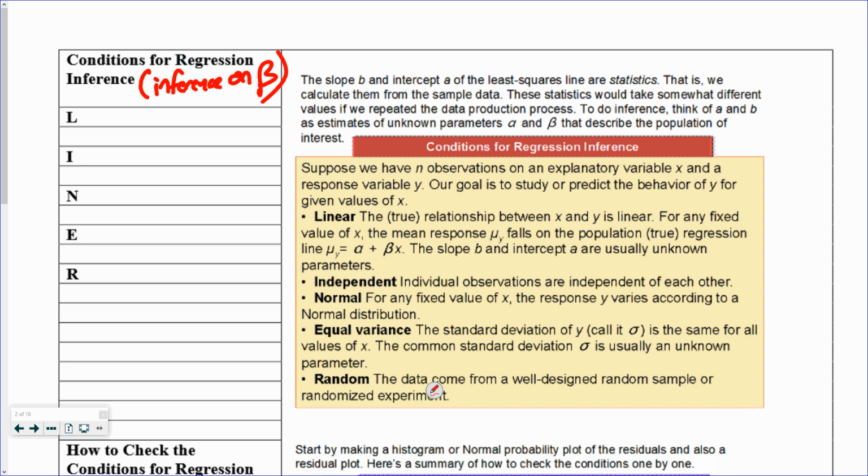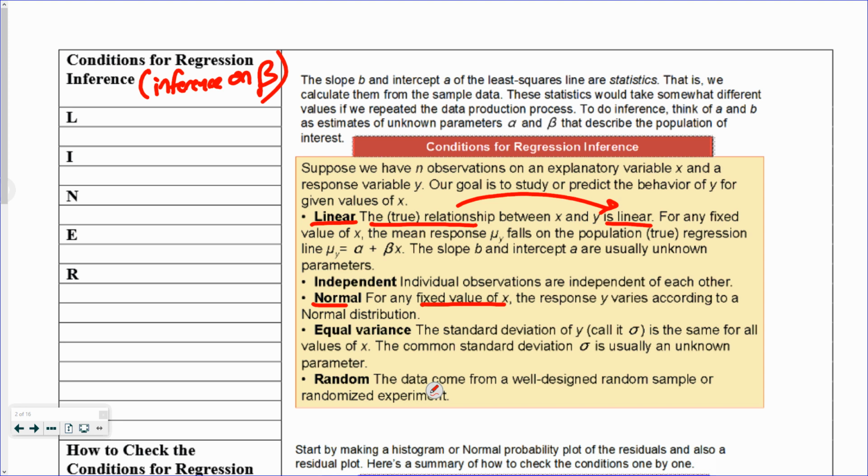These 5 conditions are given by this LINER mnemonic, L-I-N-E-R, where L is linearity. We need to see a linear relationship. The true relationship is linear. We're going to tell that probably from a scatter plot, seeing that, yeah, it does look kind of linear to me indeed. Independence is easy. Normality, we'll show you in a moment how we check this normality condition, but it's going to be normality for any fixed value of x. The response y varies according to a normal distribution. We'll get to that in a moment.